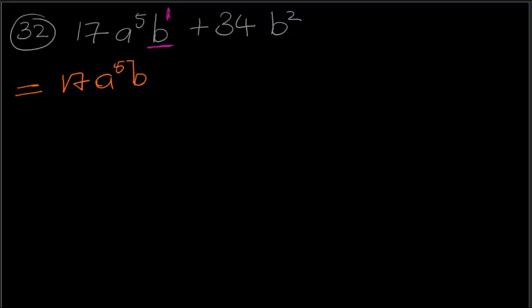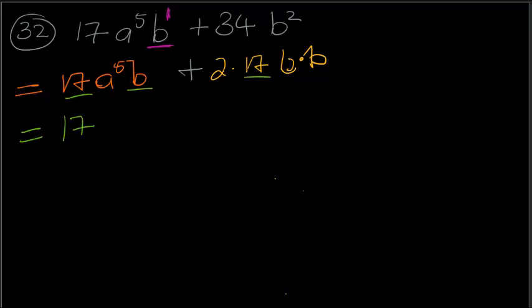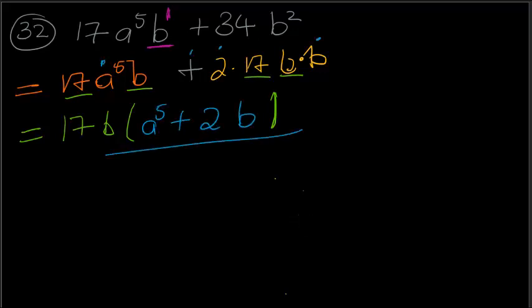17a5b plus 2 times 17 b times b. So now I'm looking for common factors. 17 is common, b is common, and what remains is a5 plus 2b, and that's my final answer.